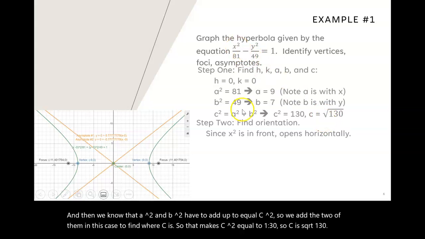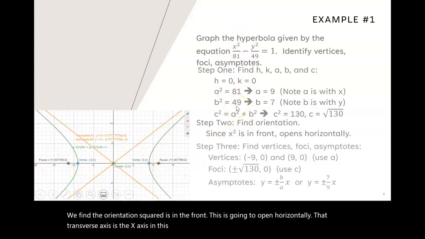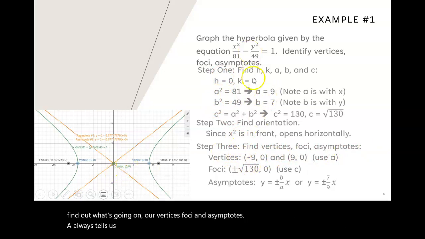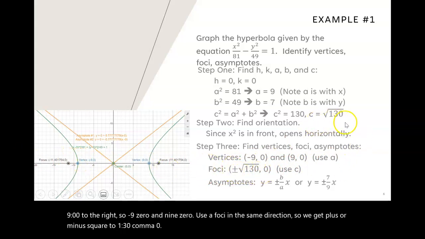We find the orientation. Since x squared is in the front, this is going to open horizontally. That transverse axis is the x-axis in this case. All right, so we get a picture that looks like that. So in order to find out what's going on, our vertices, foci, and asymptotes, a always tells us what's happening with the vertices. So we have vertices going 9 to the left and 9 to the right. So at negative 9, 0 and 9, 0, use a. Foci in the same direction. So we get plus or minus square root of 130, comma 0. So that we use c there.